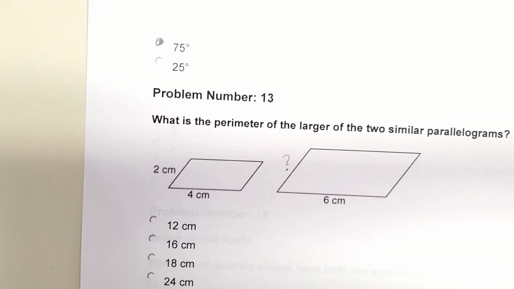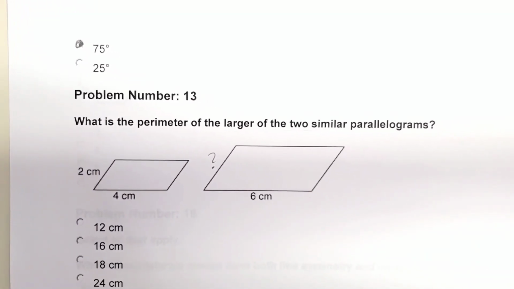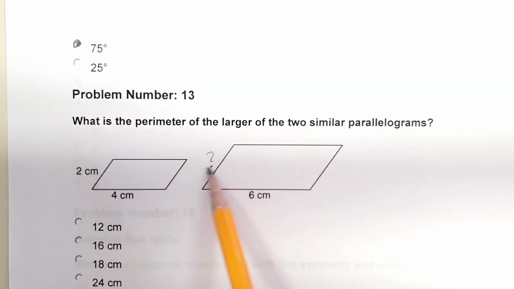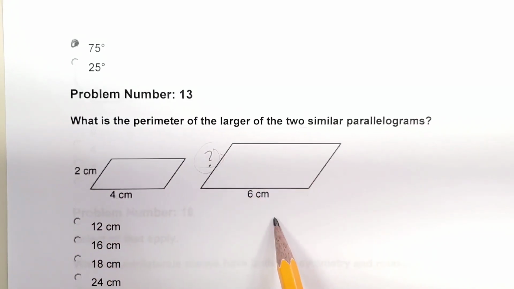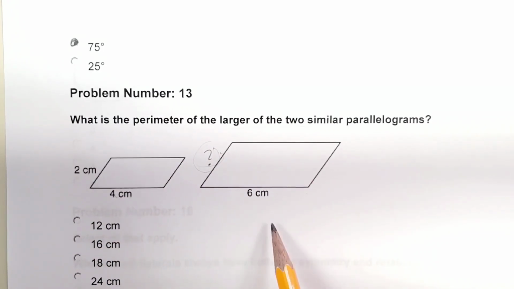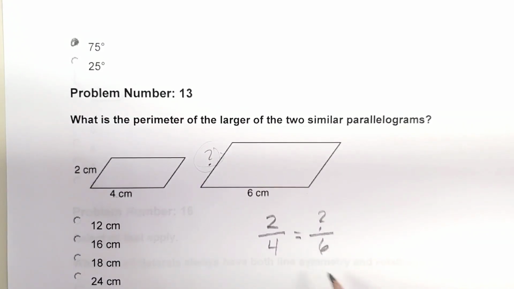All right, what is the perimeter of the larger of the two similar parallelograms? Okay, perimeter, we're missing a side. Remember when we have 3 numbers and we're missing the 4th, we can do a proportion. We're going to go 2 over 4 equals unknown over 6. And remember, we multiply and divide. So 6 times 2 is 12. 12 divided by 4 is 3. So the missing piece is 3.